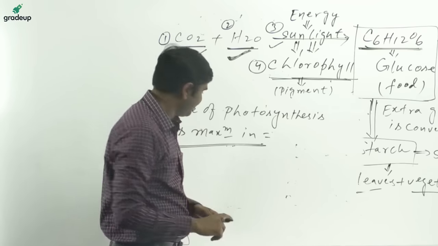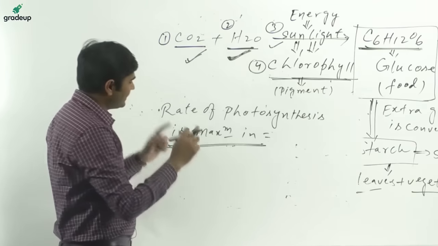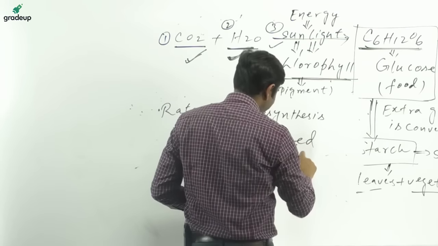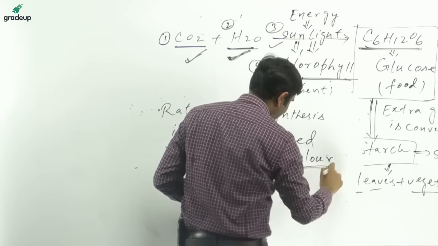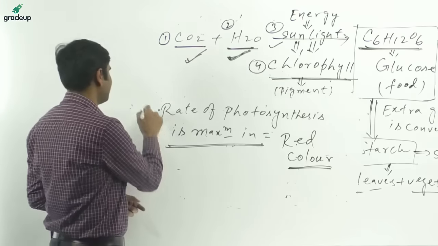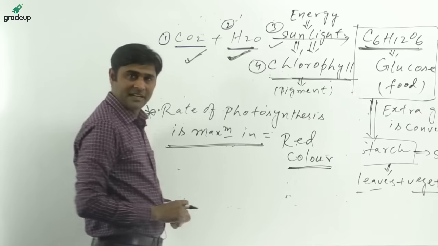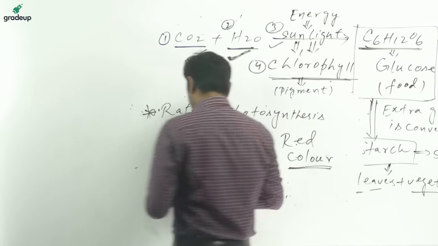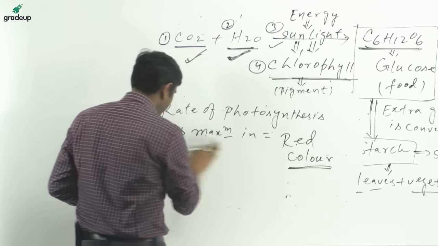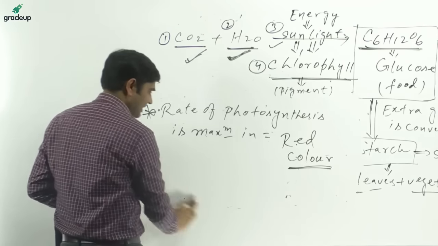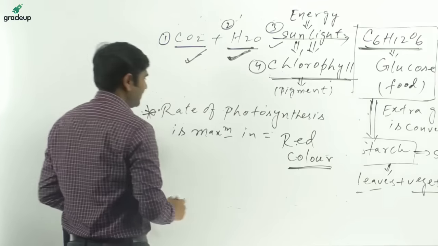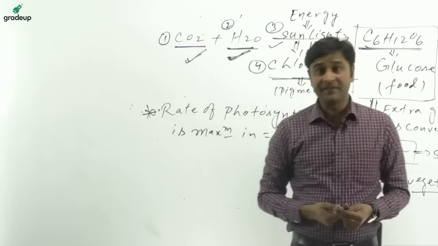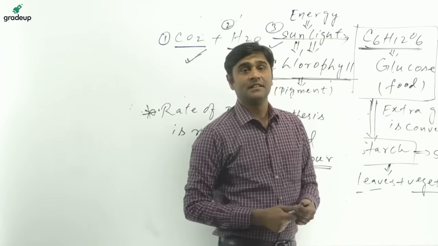So the rate of photosynthesis is maximum in, answer is red color. Rate of photosynthesis is maximum in red color. But if in the options white color is also given, then the answer will be white.